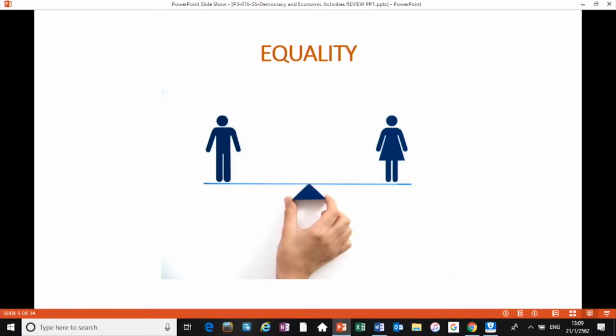Equality. Does anybody remember what equality means? The clue is in the word equal. Everybody treated the same. That means equality. Men, women, boys, girls, everybody should be treated the same, and this means equality.